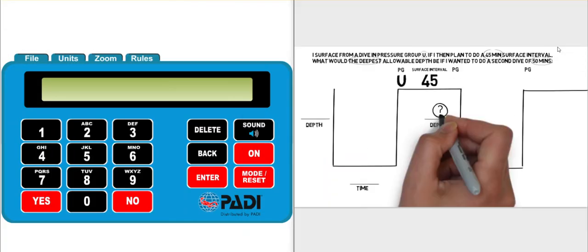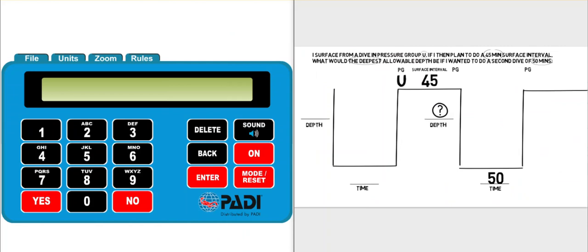So once I have my ERDPML out, I can turn it on and I can turn the sound off. Now, what mode do I need to be in? I can't jump straight to maximum depth mode. As I look at my diagram moving from left to right, I have a pressure group and I have a surface interval. When you've got those 2 pieces of information, you should be in dive planning mode.